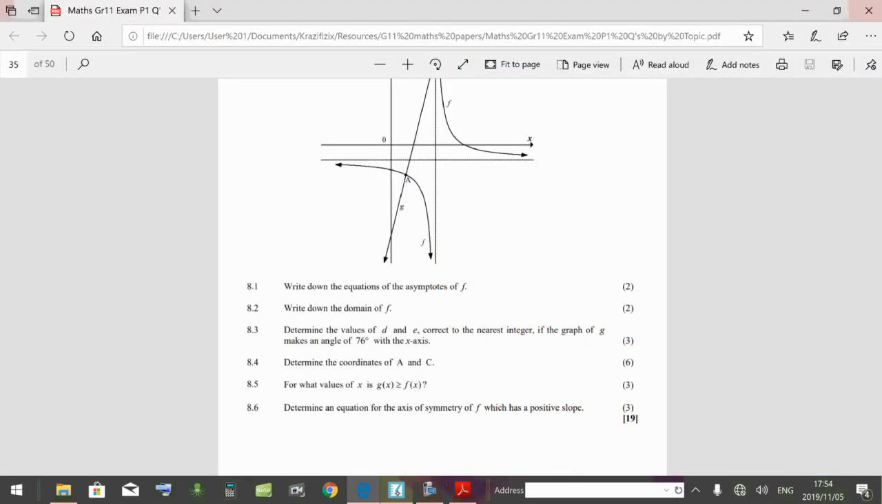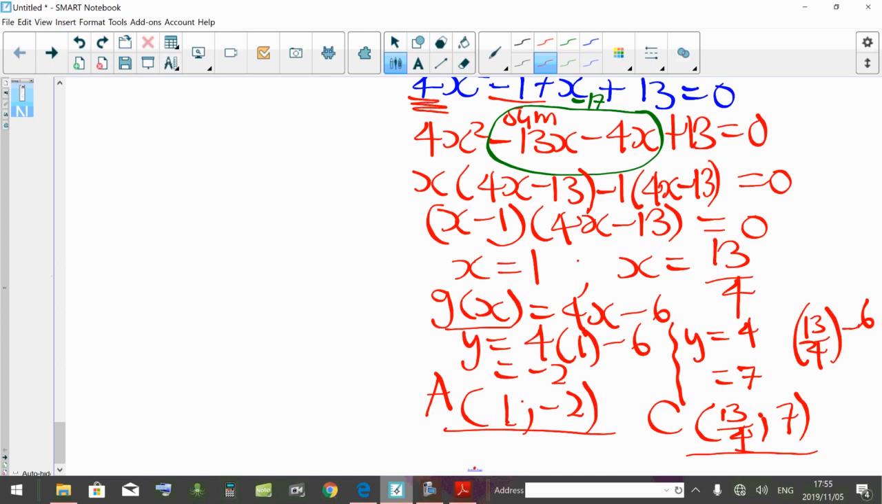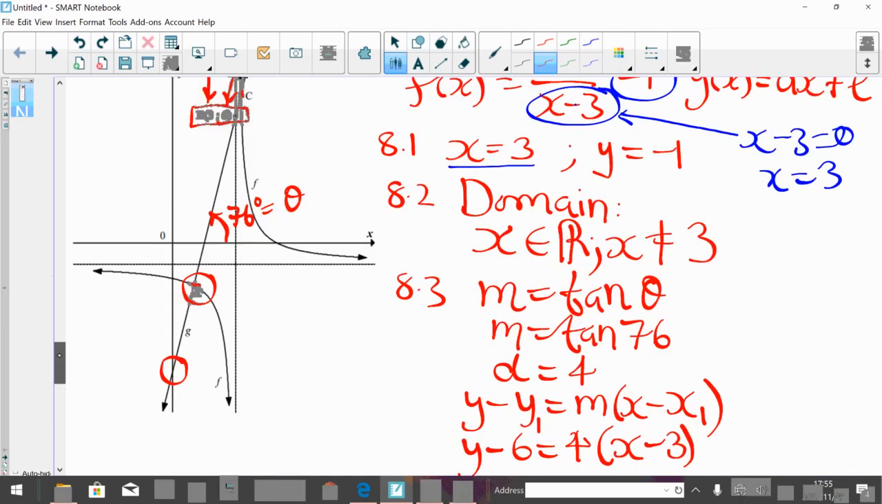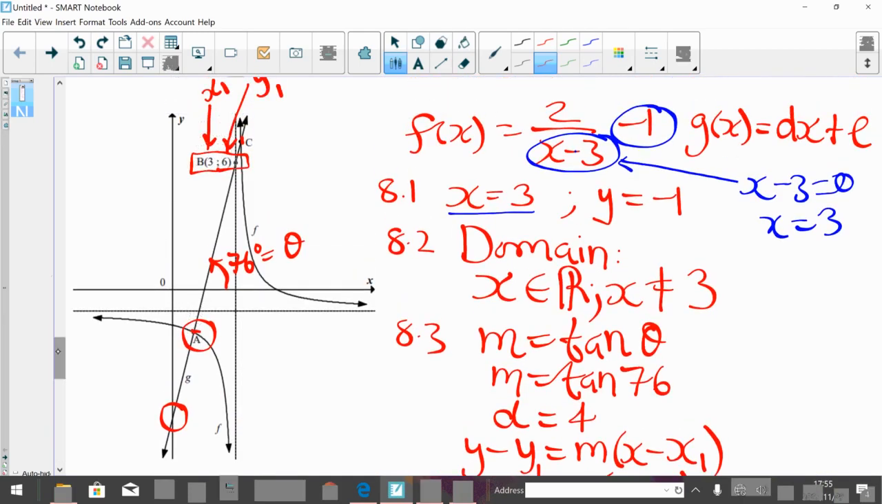Right, moving on to the next question. For what values of x is g of x greater than or equal to f of x? Beautiful question. When is g greater than f? So whenever I see this question, I would like to reinterpret it. Write it in a language that I can relate to. They're basically asking me, where is G above? So they say greater. Where is G above F?